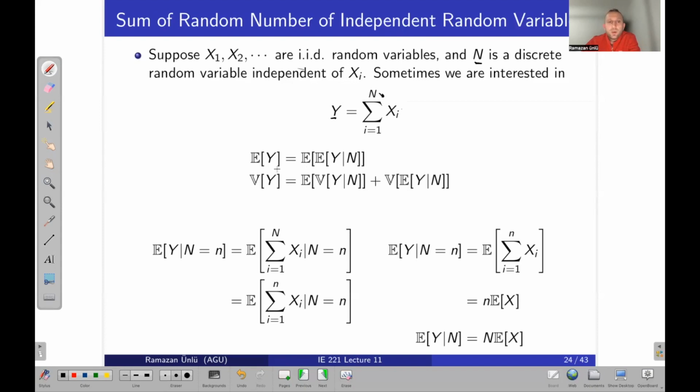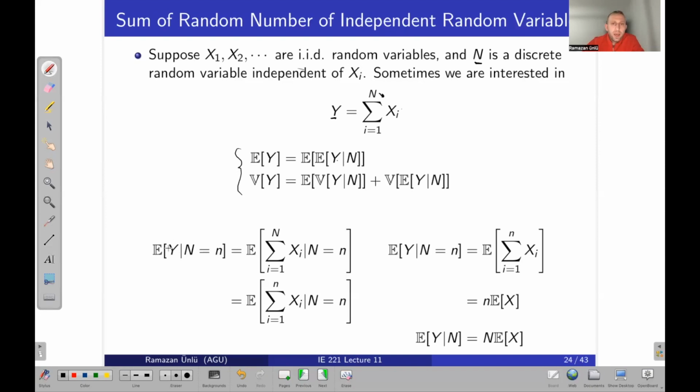So Adam's law tells us the expected value of Y, which is the summation of the random variables, is the expected value of the conditional expectation of Y. And Eve's law tells us the variance of Y, where Y represents the summation of the independent random variables, is the expected value of the conditional variance of Y plus the variance of the conditional expectation of Y. So we have this piece of information, and we will use it to make further calculations.